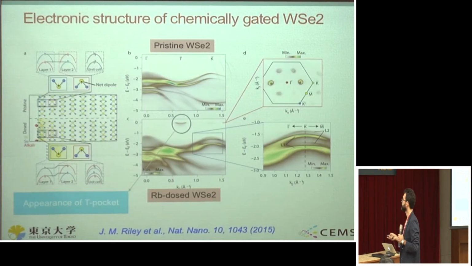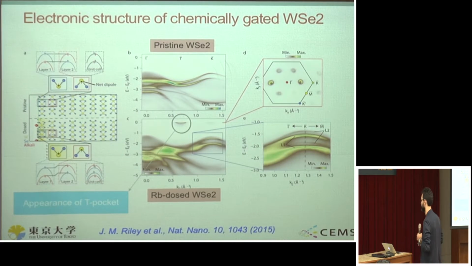Here you can see the electronic structure of pristine tungsten diselenide, where we have our k values. And then when you start to slightly dope the surface with some kind of alkali metal like rubidium, you will see that you slightly have some kind of splitting at the k values. And then, of course, you have some little pockets at the conduction part.